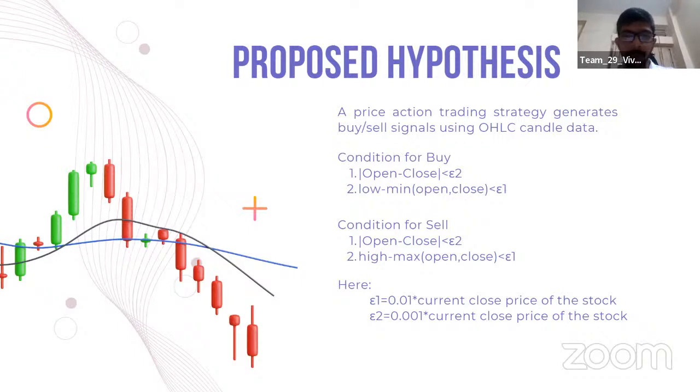In the condition for sell, when the difference between the high price and the maximum of the open and close price is less than a certain value epsilon 1, this means the market is currently bullish, and after a certain time interval this trend is going to reverse, and the price of the underlying security is going to fall. That is why we are selling it. Udayan, can you please change the slide?